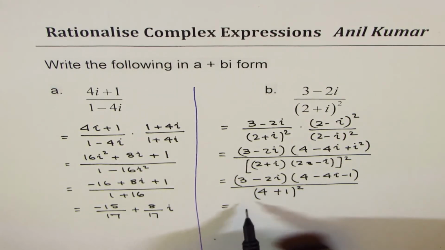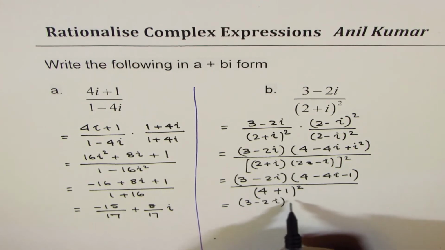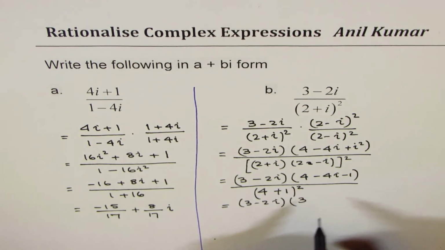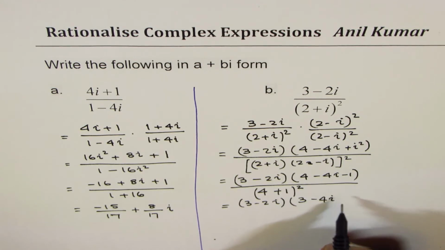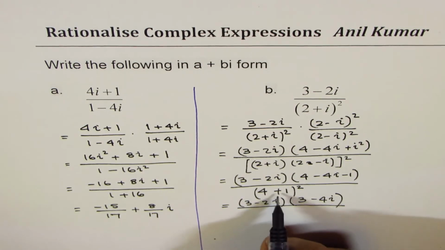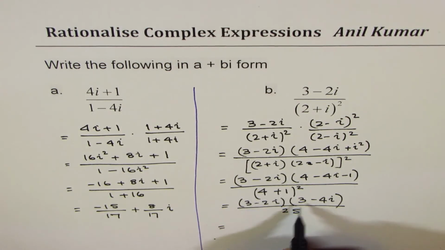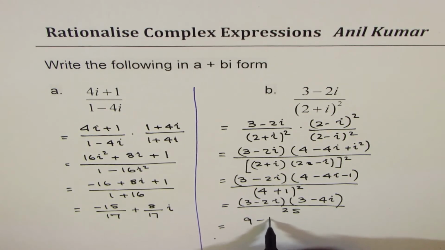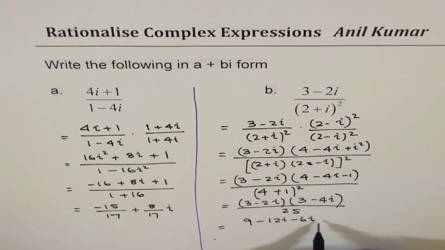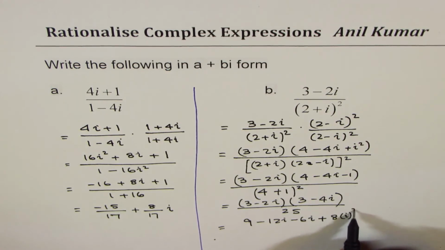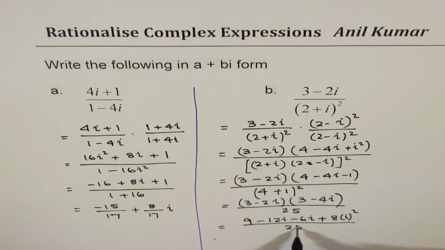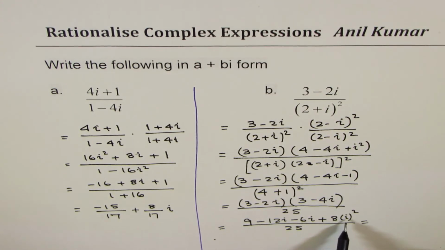Before that, let me combine them. So we get 3 minus 2i times 4 minus 1, which is 3, minus 4i, divided by 5 square, which is 25. Now when you multiply, 3 times 3 is 9, 3 times minus 4i is minus 12i, with minus 2i times 3 gives us minus 6i, minus times minus is plus, 2 times 4 is 8i square, over 25. Now 8i square is negative 8, right?